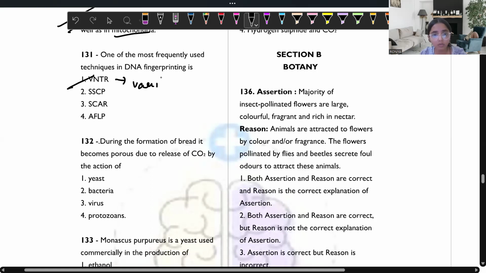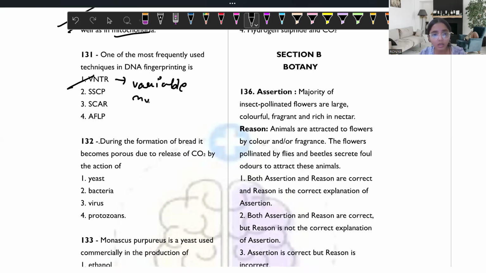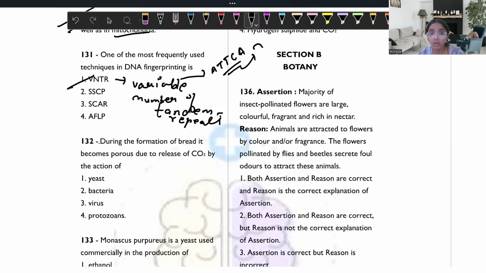What does VNTR stand for? Variable number of tandem repeats. What does it mean? It means that a particular sequence, let's say ATTCA, is repeated in a DNA a variable number of times. Understood? So that is variable number of tandem repeats, and it is the most frequently used technique in DNA fingerprinting.